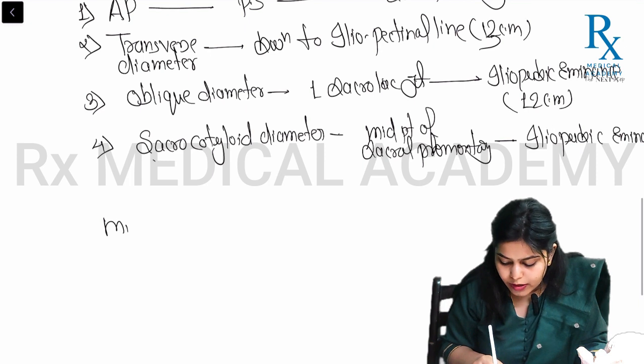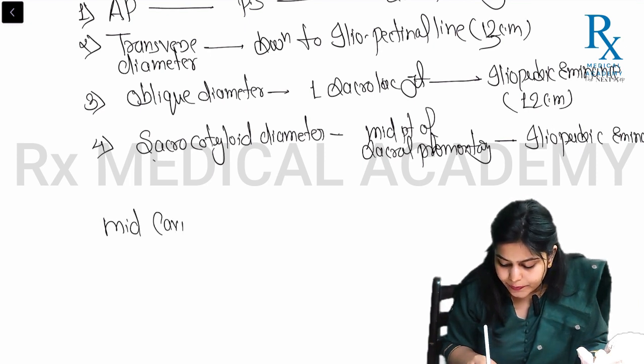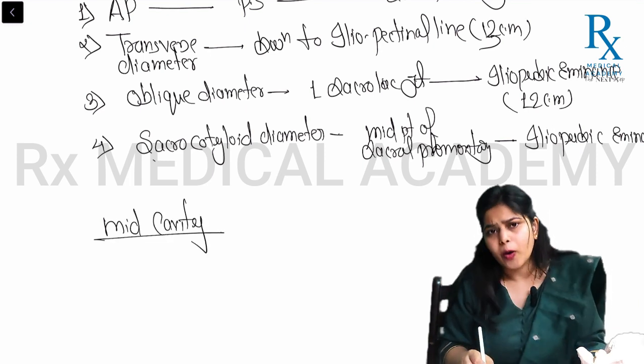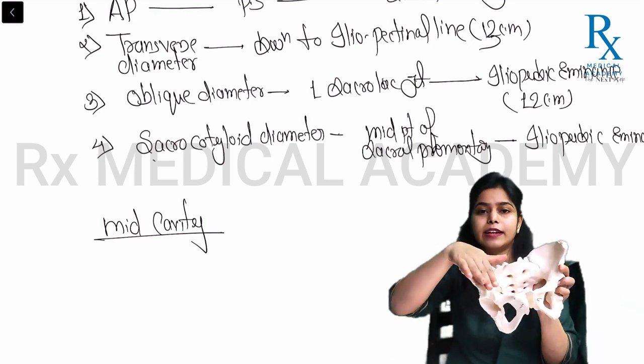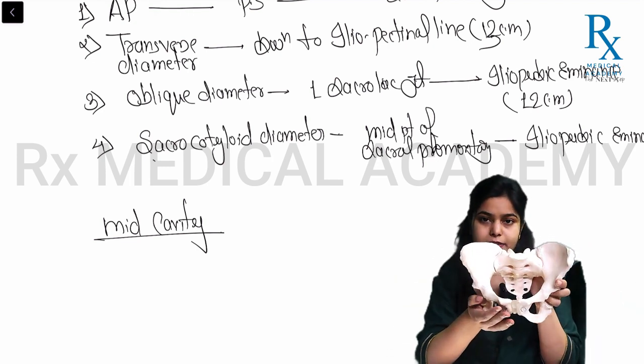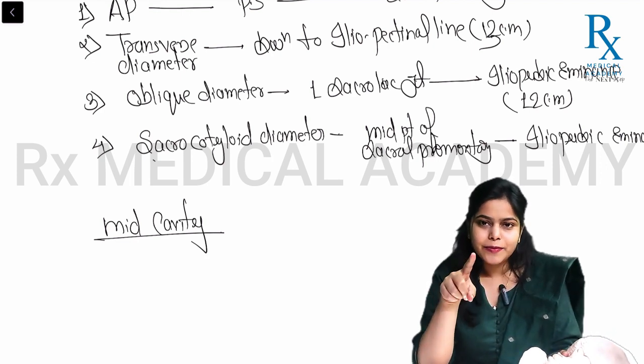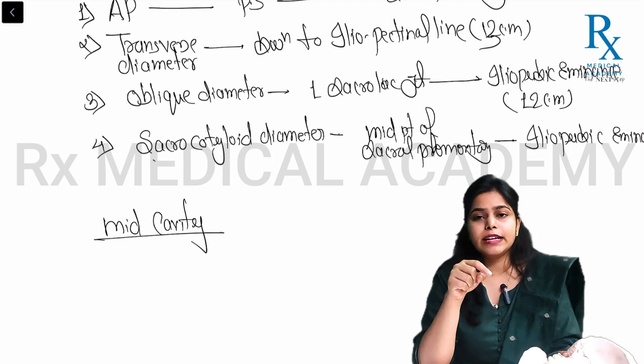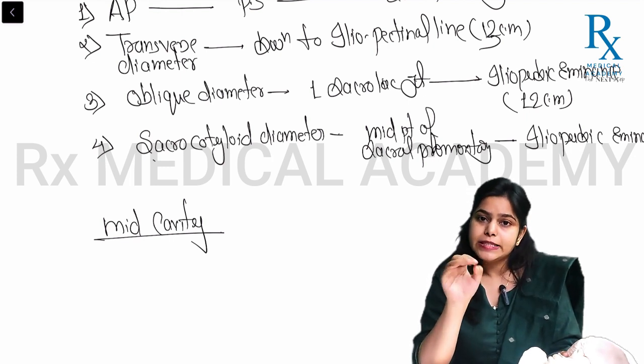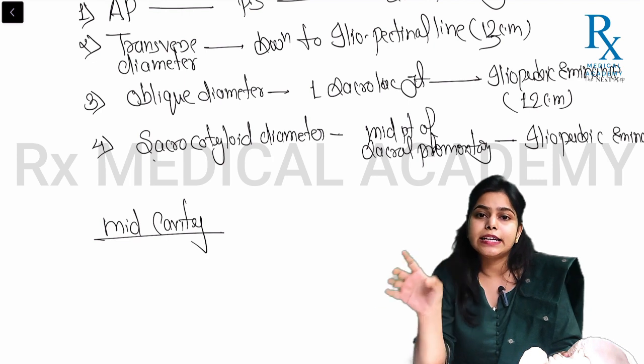Let's talk about mid cavity. It is the area bounded between the pelvic inlet and the least pelvic dimension. It is circular in shape. So if it is circular in shape, all dimensions will be the same. So anterior posterior dimension and transverse dimension will be the same, which is around 12 centimeter.